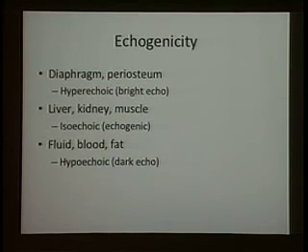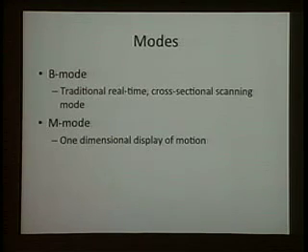The diaphragm and periosteum are very echogenic. I showed you an image before where the diaphragm is very bright. That's an easy point of reference. Liver, kidney, and muscle are isoechoic, like the heart. And when you have fluid, or for that matter blood, or even fat, those are the dark regions. Okay, just to give you an idea of what to expect when you echo your lung. And we're going to use the 2D or B mode, and sometimes the M mode, to look at the relationship of movement of tissue over time.